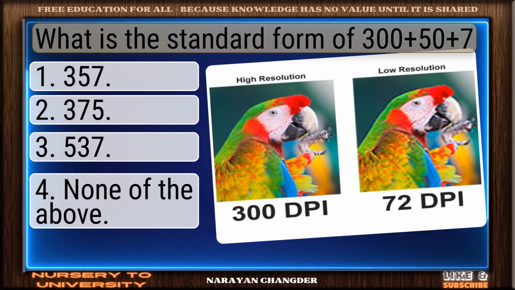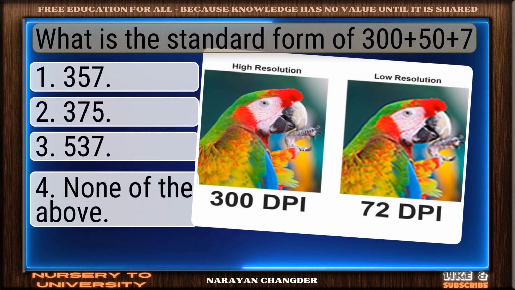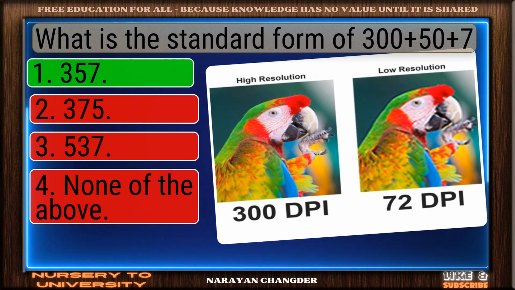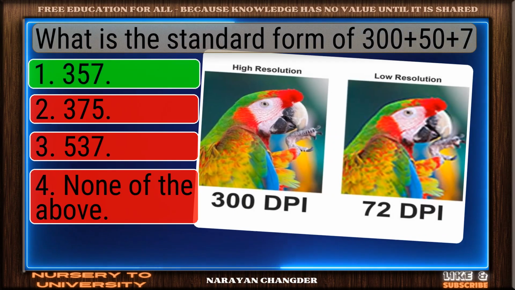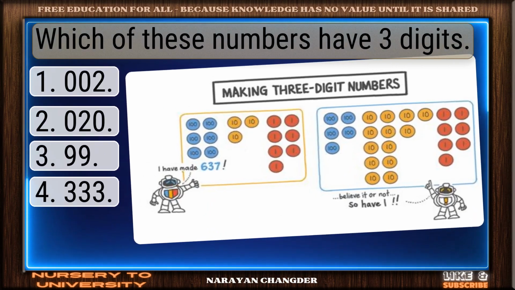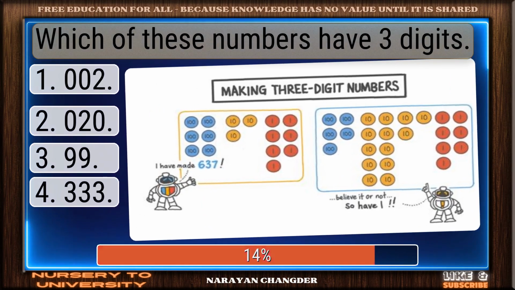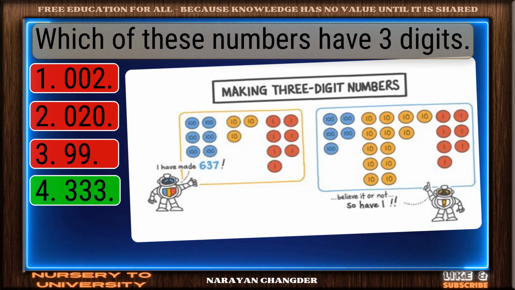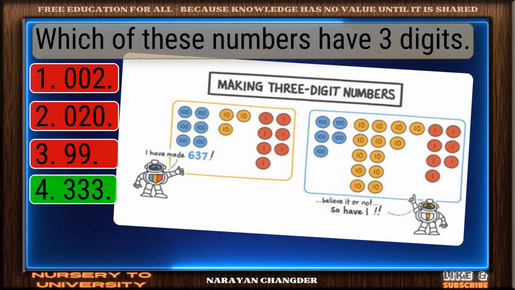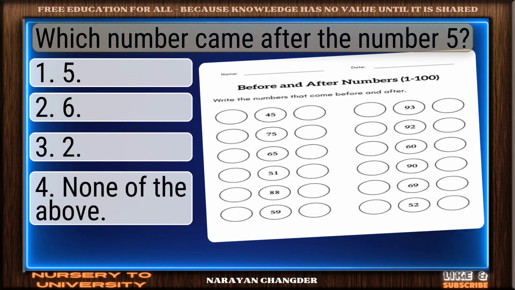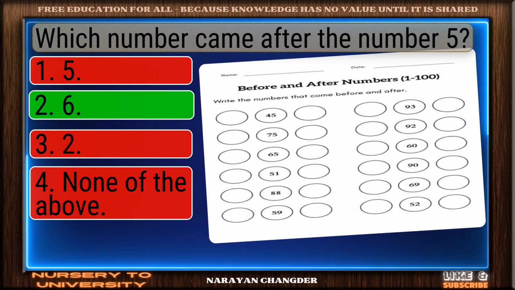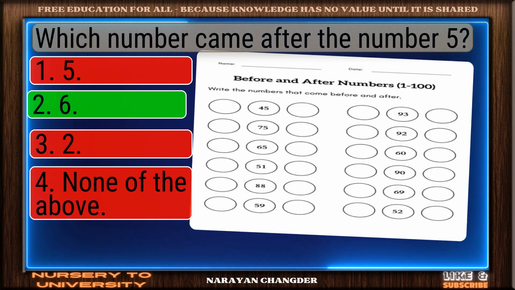What is the standard form of 300 plus 50 plus 7? You got it. Your choice 357 is right. Which of these numbers have 3 digits? You're right. 333 is the correct answer. Which number came after the number 5? Correct response. 6 is the most accurate answer.